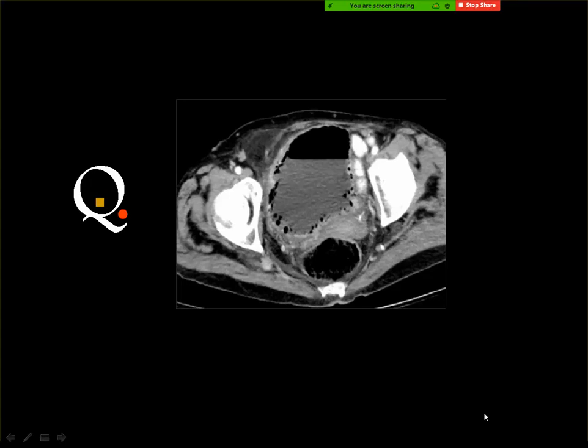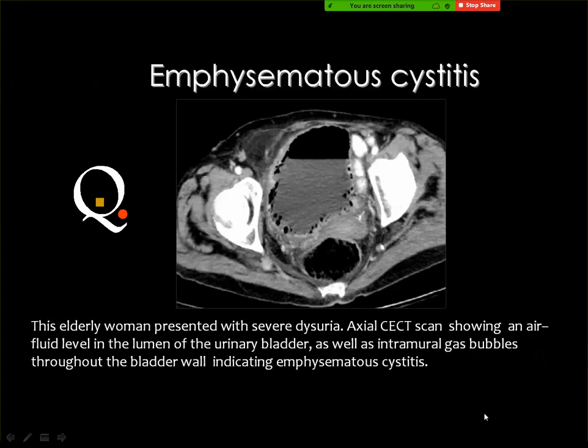Emphysematous cystitis. Emphysematous cystitis, which is similar to any emphysematous process anywhere in the body, is usually seen in diabetics and immunocompromised patients with the development of air inside the wall of the urinary bladder as well as intraluminal.